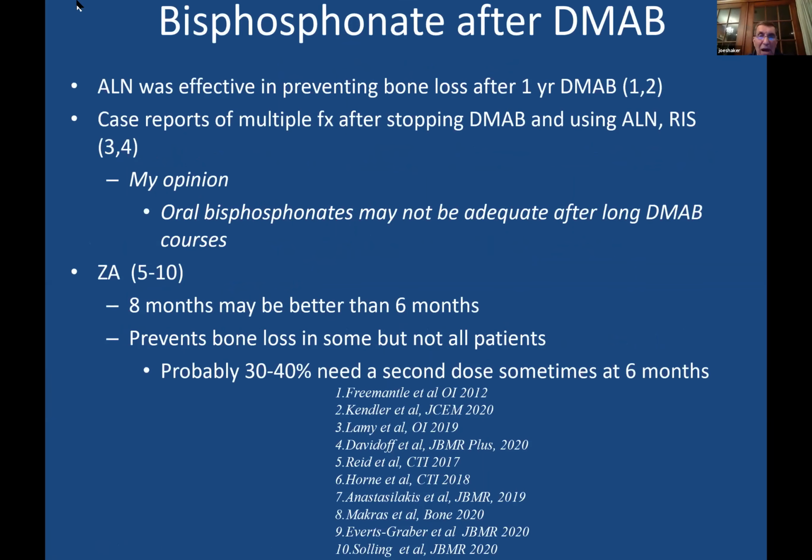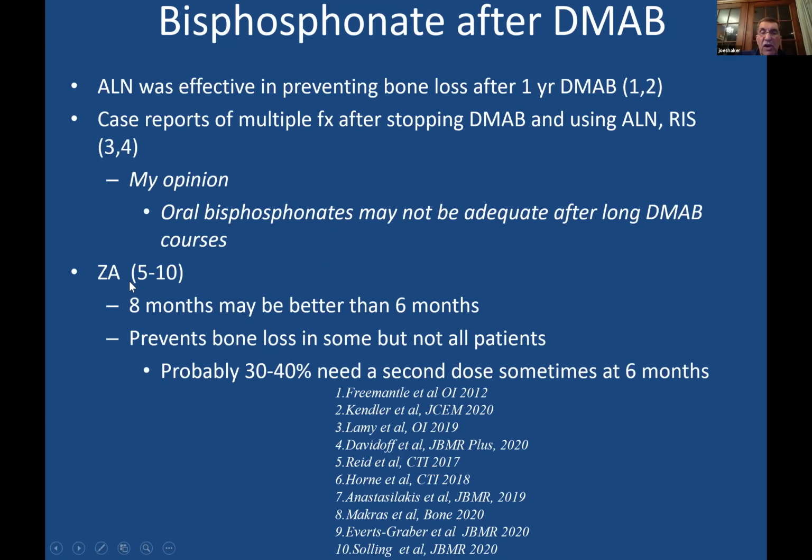So I'm going to summarize lots of papers in this one slide. There are two papers in which denosumab was given for 2 doses, 1 year, and alendronate was effective in preventing bone loss in both those studies. That said, there are case reports of multiple fractures after stopping denosumab and using oral bisphosphonates. And these patients presumably got longer courses of denosumab. And oral bisphosphonates may not be adequate after long denosumab treatment.